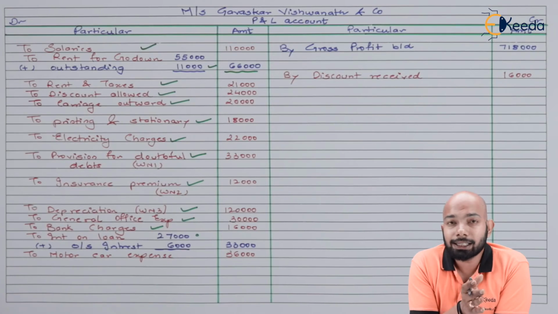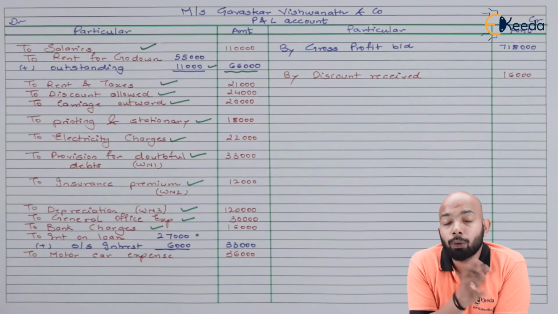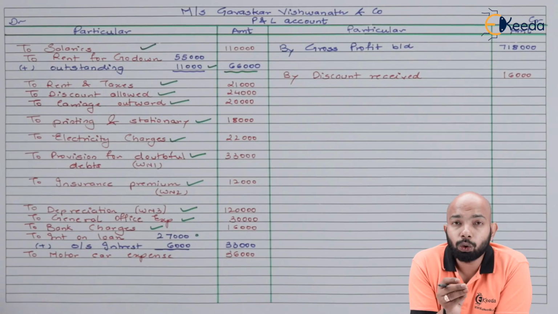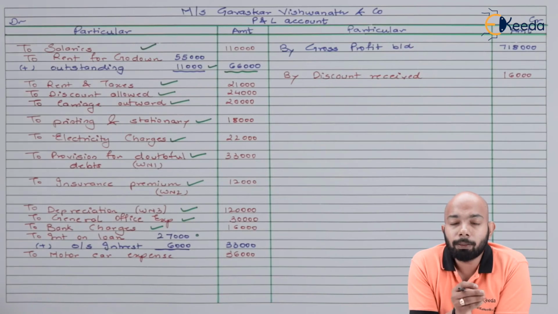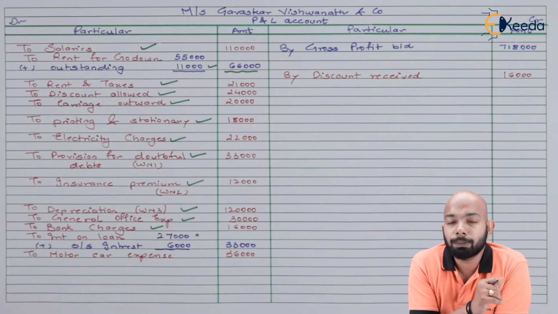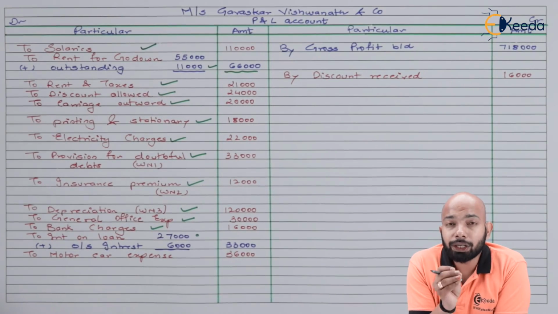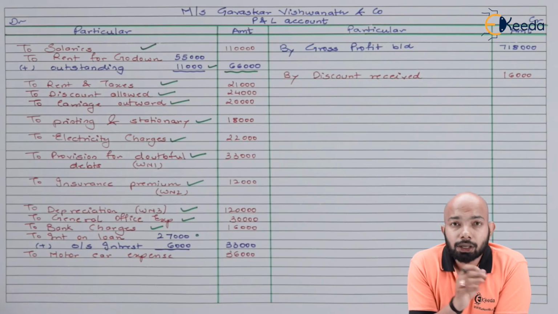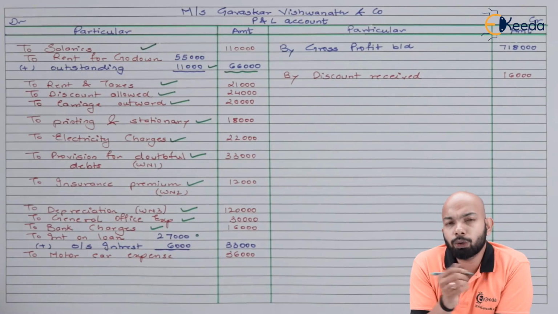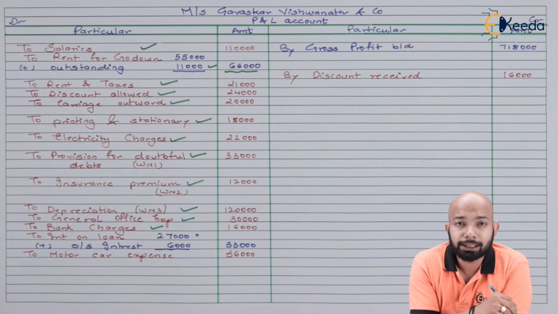Outstanding interest is 6,000. How it is calculated: the loan amount is 3 lakh, on which 12% interest is supposed to be provided. But now it is taken only for 11 months. So if you consider 3 lakhs multiplied by 12% for 11 months, let's figure out how much is the amount. We'll do the calculation right here on the credit side.